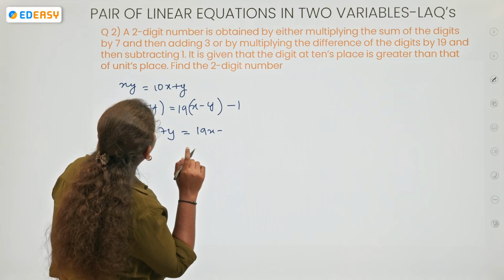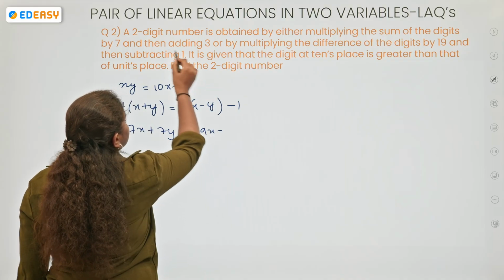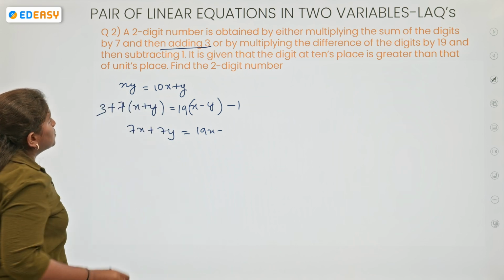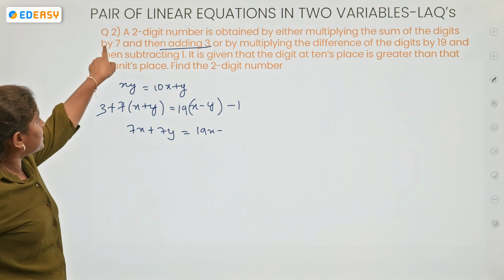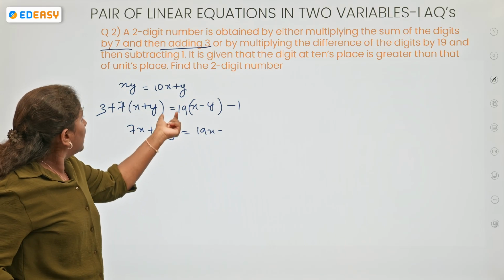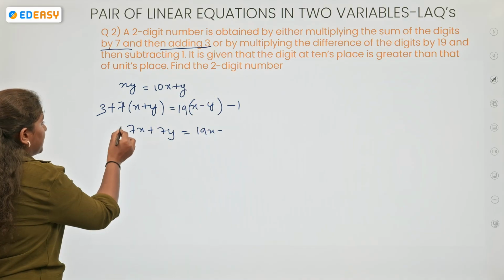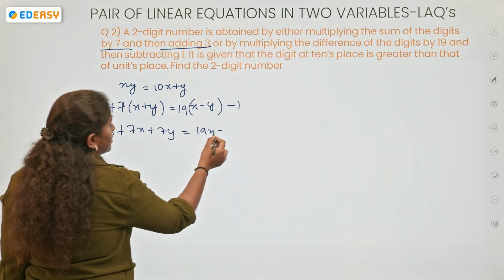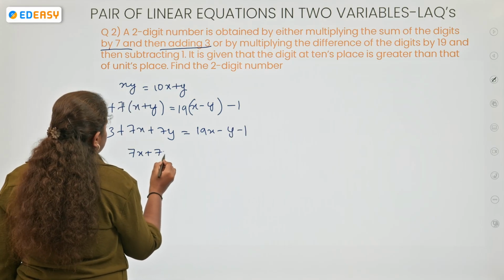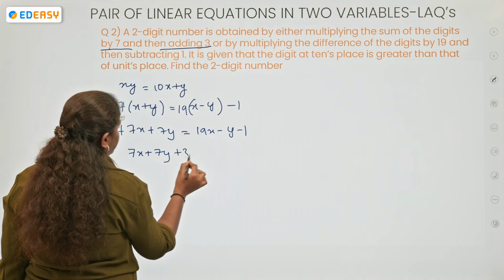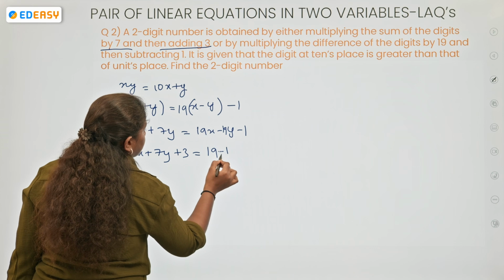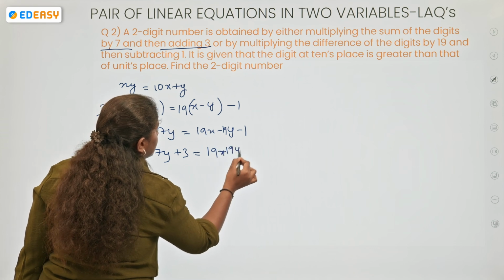wait. A two-digit number is obtained by multiplying by 7 and then adding 3. Here it is adding 3, so we need to add 3 here. First you multiply the sum of digits with 7 and then add 3, and then multiplying the difference with 19 and then subtracting 1. So here it is 7x plus 7y plus 3 is equal to 19x minus 19y minus 1.